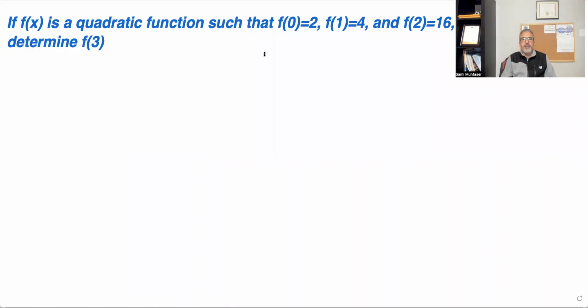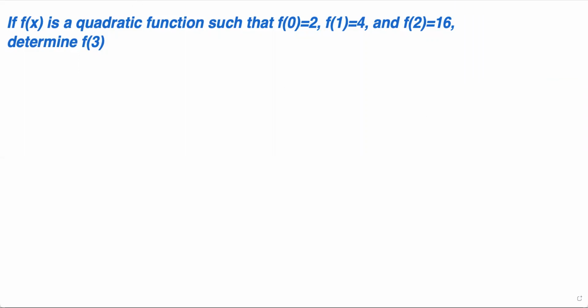Here's a grade 11 question on the harder side. So I just got this question from a student of mine from Mississauga. They have a test tomorrow, and they didn't know how to do this. So it's: if f of x is a quadratic function such that f of 0 equals 2, f of 1 equals 4, and f of 2 equals 16, determine f of 3. Okay, so let's deal with this.